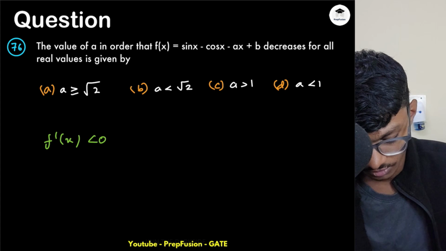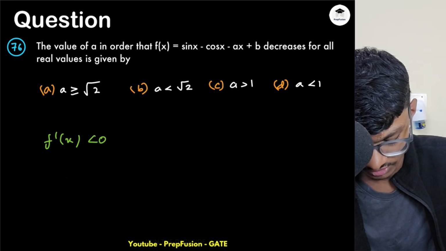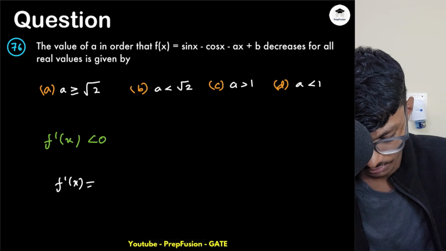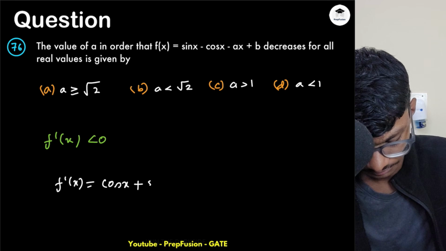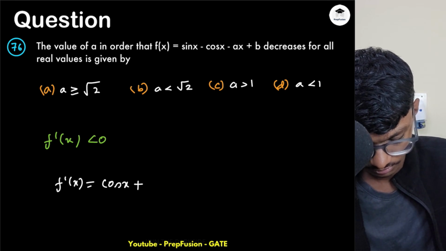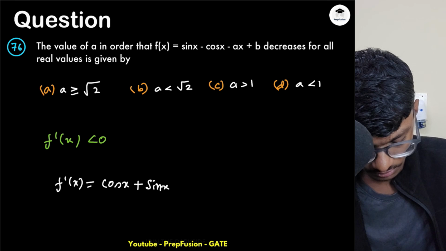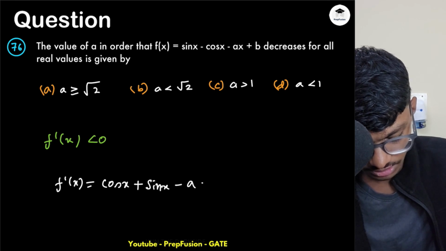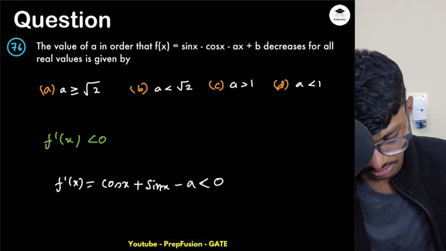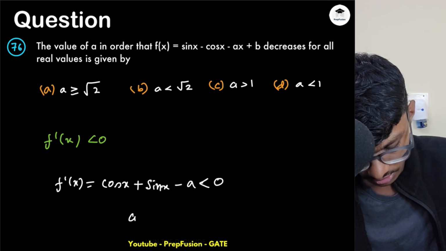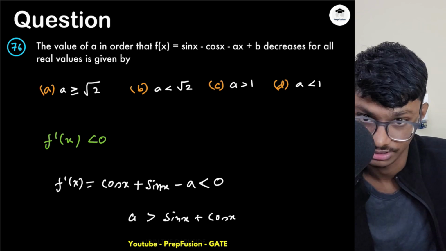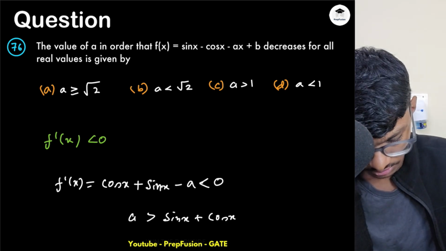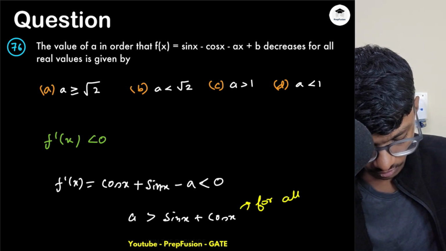So what we'll do, we'll find the derivative. F dash of x will be cos x plus sin x minus a, and it has to be always less than 0. So a has to be greater than sin x plus cos x always, for all x.